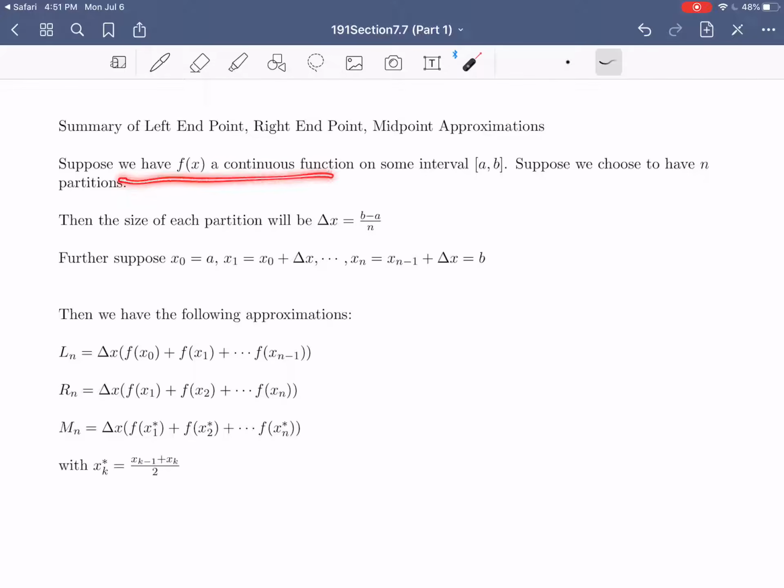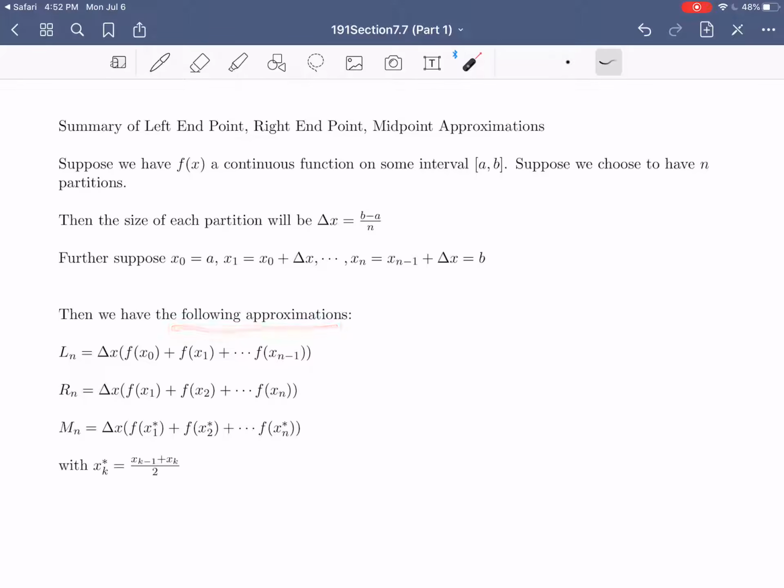So for this, we're going to assume that we have an f of x, a continuous function on some interval a to b. And we're going to suppose that we choose n partitions. So we're going to chop it up into n pieces. Then the size of each partition will be given by delta x equals (b minus a) over n, which makes sense. And we're going to further suppose that we set up our x0, x1 in this way. x0 is equal to a, x1 is x0 plus delta x, x2 is x1 plus delta x, each x sub k is the previous one plus delta x. And then x sub n would be x sub n minus 1 plus delta x. But since x sub n is going to be the end of the interval, it'll also be equivalent to b. So we start at a, we go to b by the size of delta x.